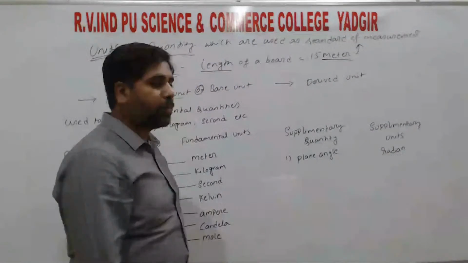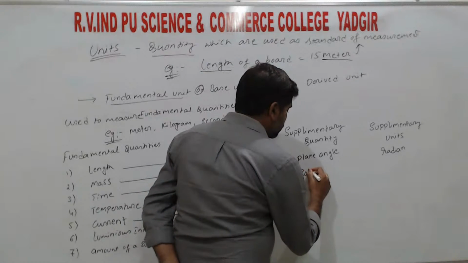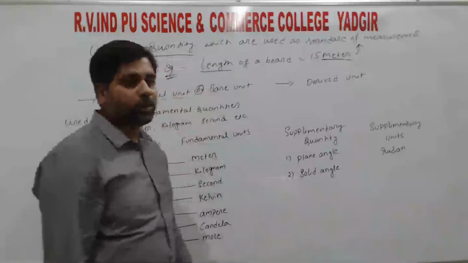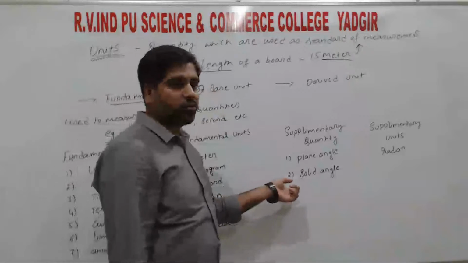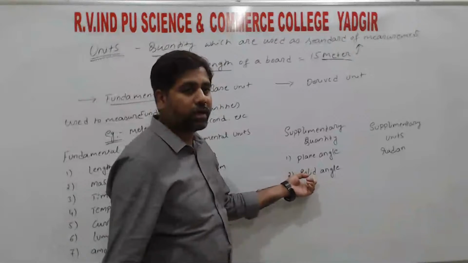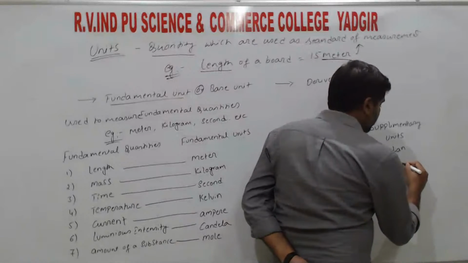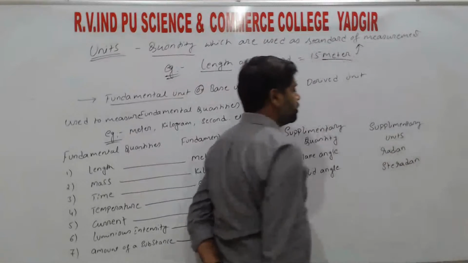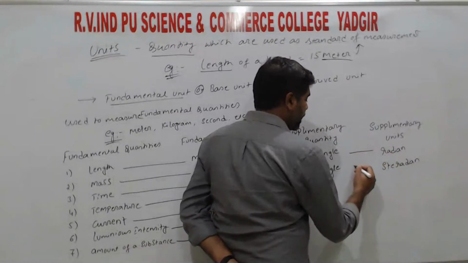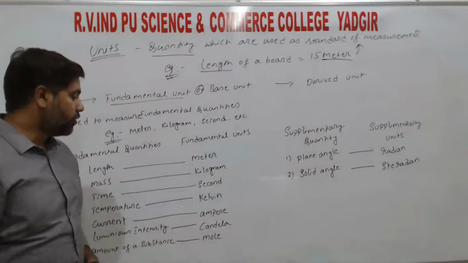So that is for the plane angle, right? The second one is solid angle, right? Solid angle means 3 dimensions, that is in spheres. If we cut a sphere in a conical shape, there will be an angle formed. That angle we call the solid angle. The unit is steradian, right? So these are the two supplementary units. Plane angle is measured by radians, solid angle is measured by steradians, right? So don't get confused here.